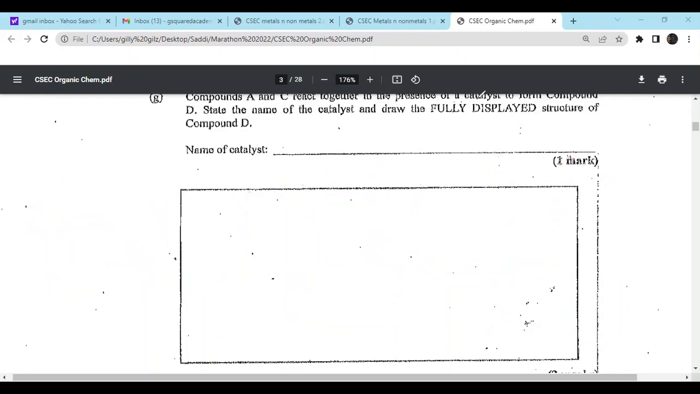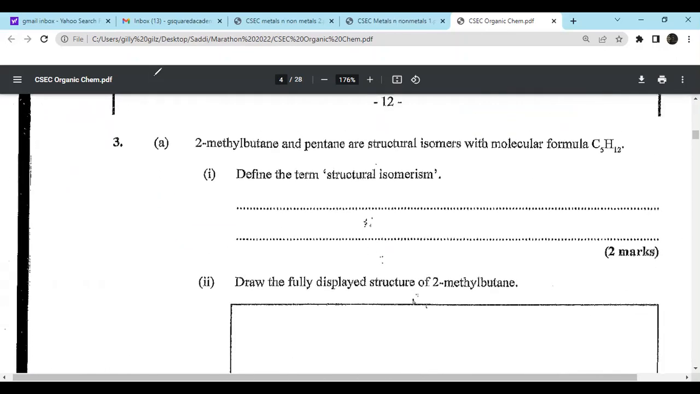They may ask you for the name further down. Let's see if they actually do. Okay, no. Okay, so they didn't. Next question, 2-methyl-butane and pentane are structural isomers. So this question would actually come under introduction to organic chemistry now. This is an introductory question.